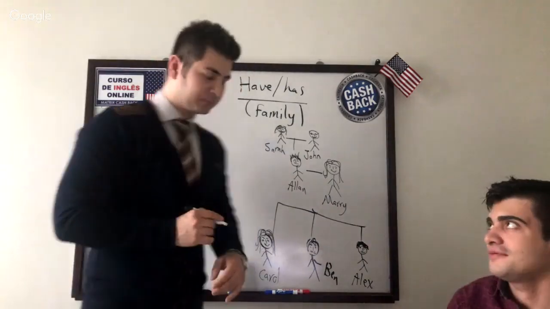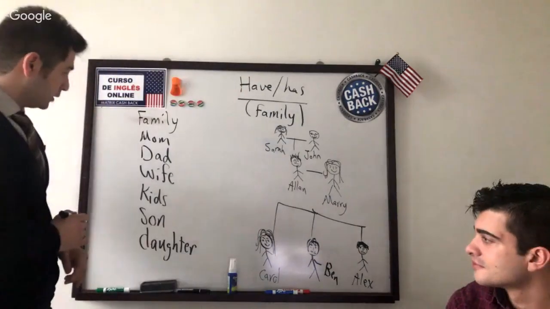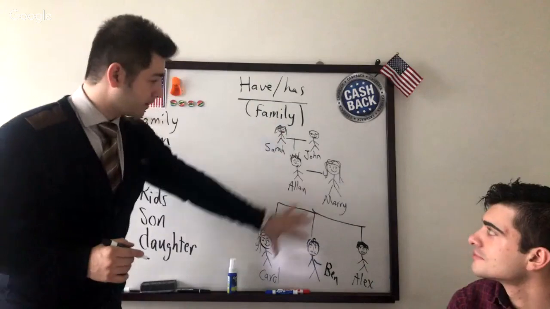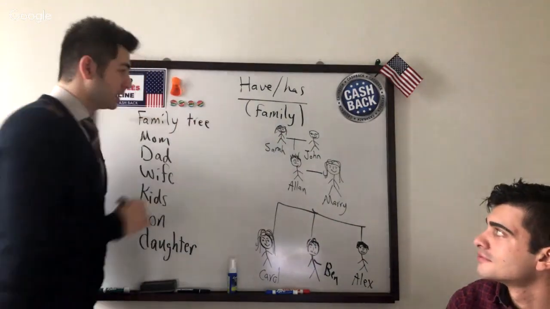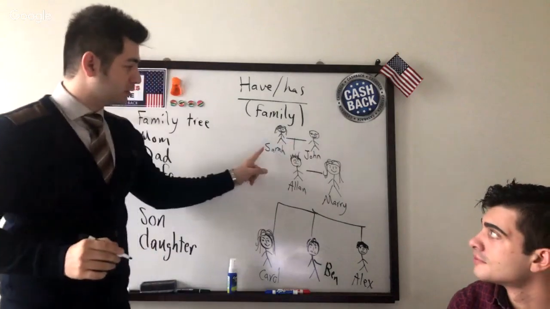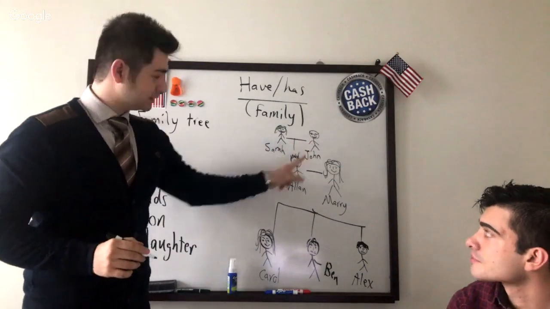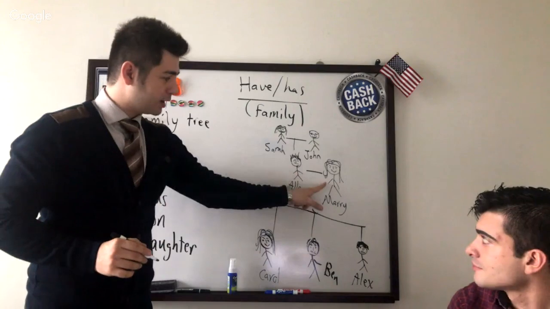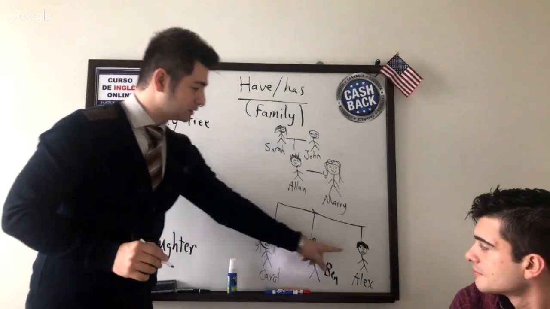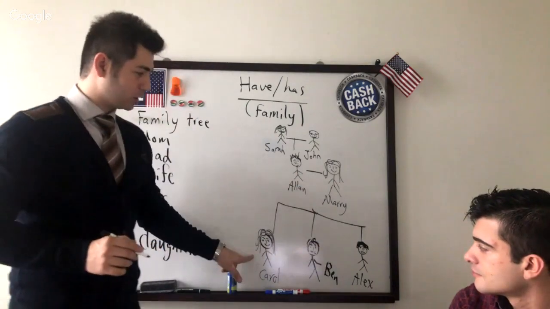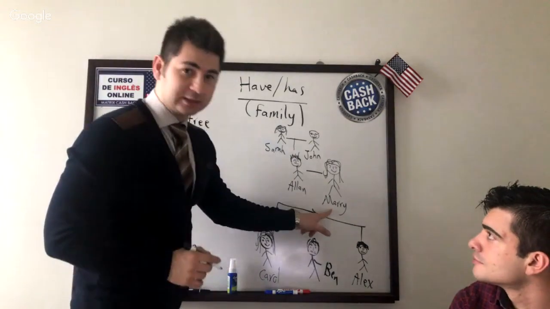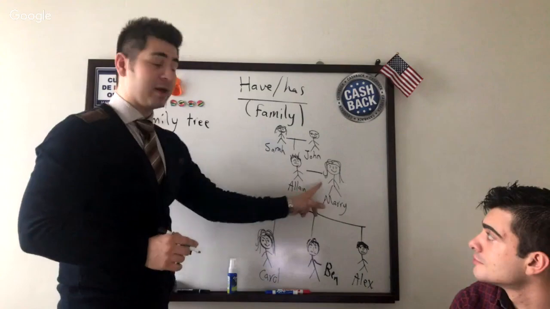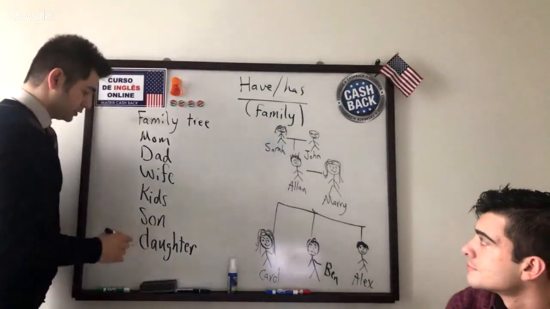My daughter. So we got family. This is a family tree. A family tree. Mom, dad. We got son, and we got the daughter. Now, Mary is my wife. I am Mary's husband. So here's another word.